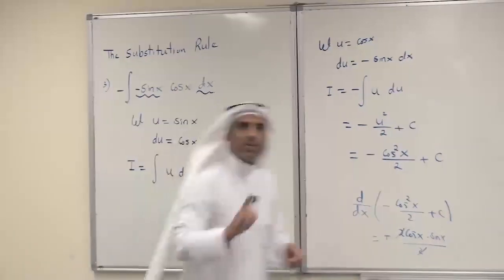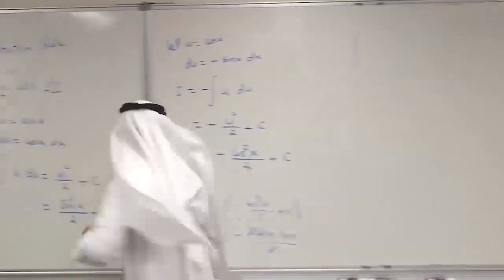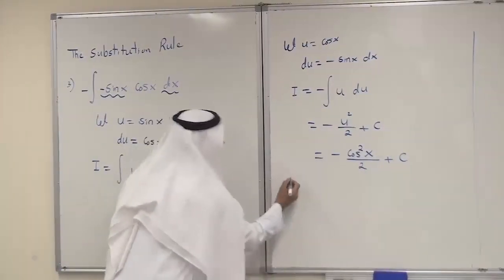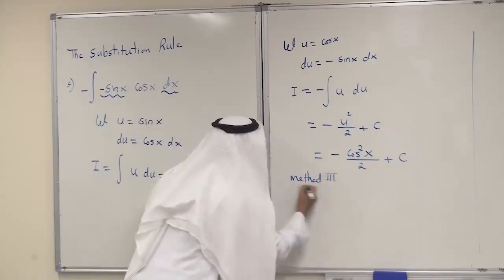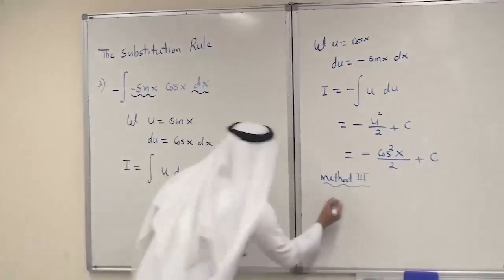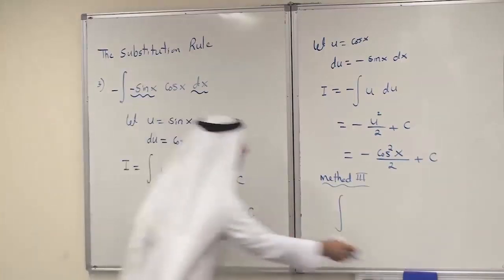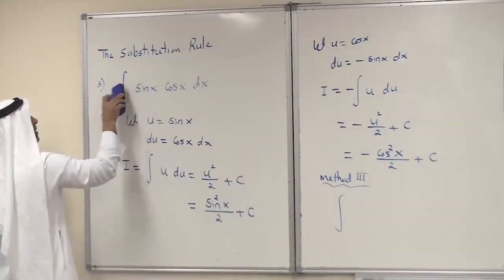Maybe someone else will say, no, I don't choose u to be sine, I don't choose it to be cosine. What I will do is the following. This is, let's say, method number 3. So we have different ways to think about the same exercise. Someone says, okay, I look at this sine cosine, that was our original question. This is what we have at the beginning here.